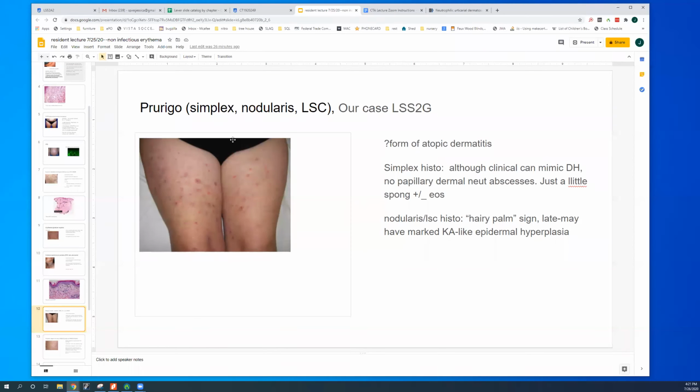Leaper splits it out into the simplex, nodularis, and LSC. I kind of think about this as one big spectrum. And when we see it on biopsy, it's almost always a prurigo nodule or LSC. Let's pull up our case that we have.